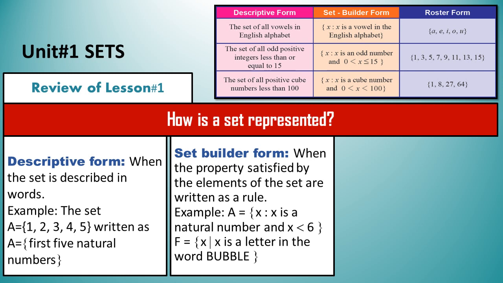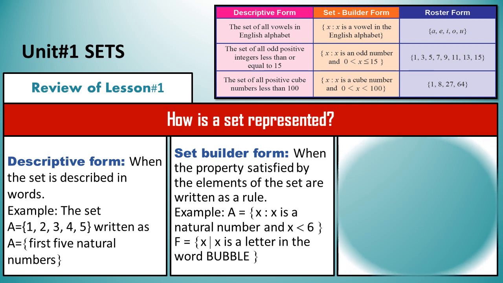The second form is set builder form. Do you know what is meant by set builder form? Yes, very good. When the property satisfied by the elements of the set is written as a rule, and the rule is x such that x. For example, A is equal to x such that x is a natural number and x less than 6. Similarly, set F is equal to x such that x is a letter in the word bubble.